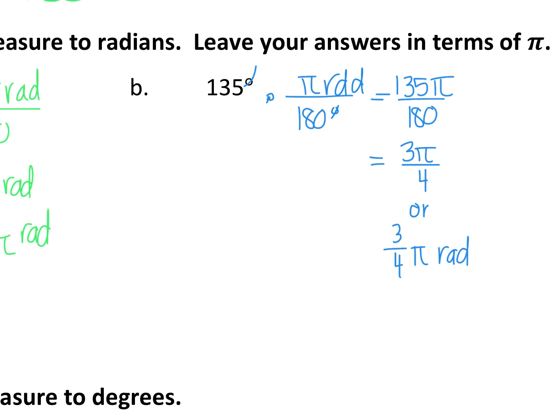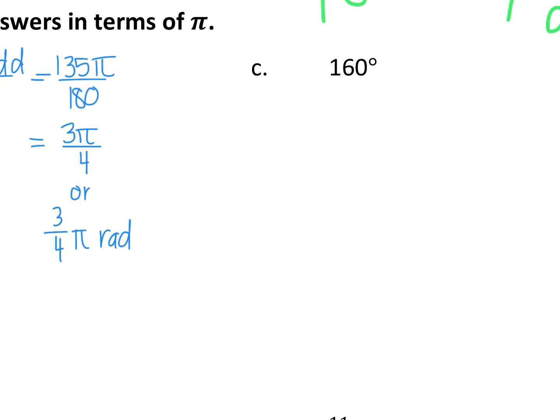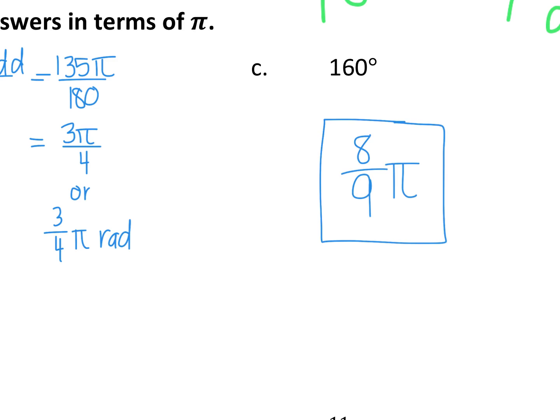All right, for part C, pause the video, try it on your own, and then I will show you the answer, and hopefully you got the same answer. Hopefully if you did this correctly, you got 8/9 pi, which is the same thing as 8 pi over 9. Either way you express that is totally fine.